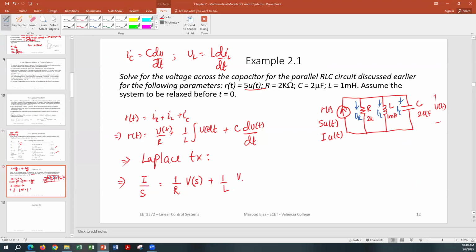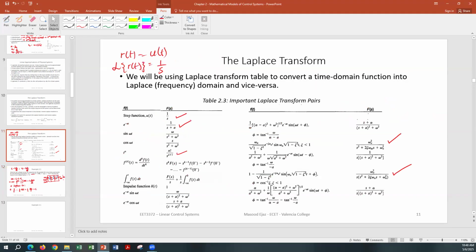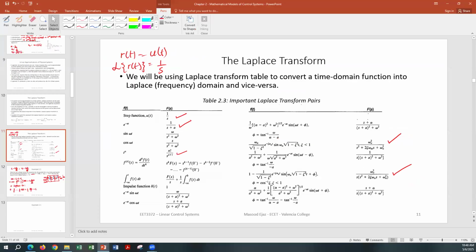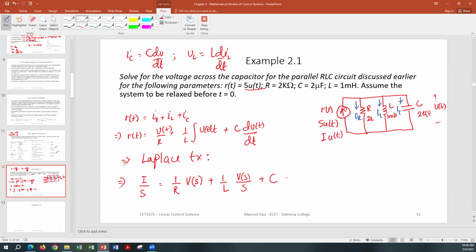So 1 over L times F(s), that is V(s) over s, plus C dV over dt. C is a constant, so C is going to be here. Laplace transform of dV over dt: K is power 1, and that is going to be s to the power 1 F(s) minus s to the power k minus 1 terms. Again, all the values before t is equal to 0 are 0, therefore these are all going to be 0. The only thing left is s to the power 1 F(s). So s V(s).